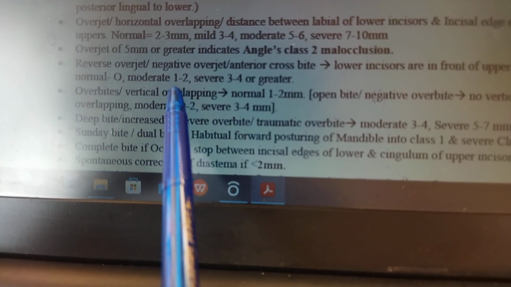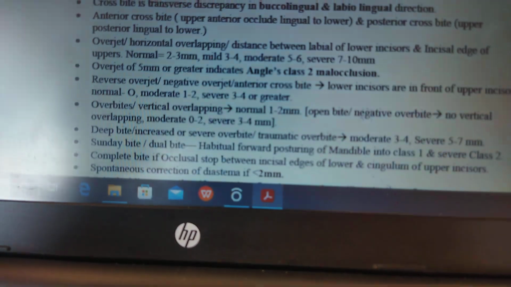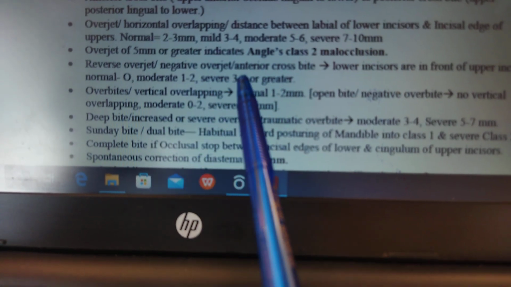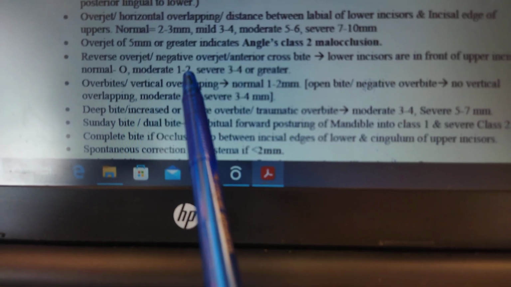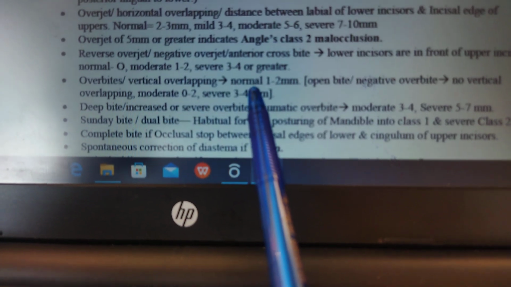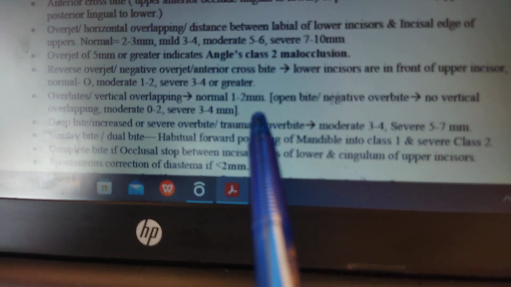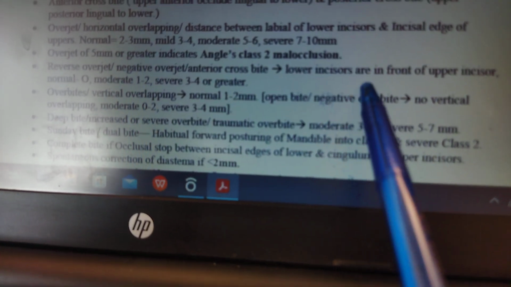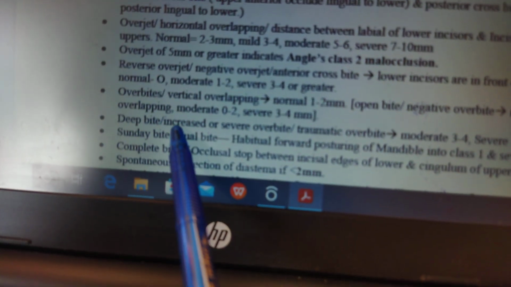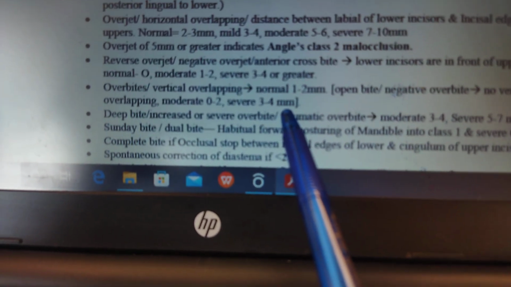Overbite is known as vertical overlapping. Normal vertical overlapping or overbite is 1 to 2 mm. Open bite or negative overbite, these two things are the same: no vertical overlapping. Moderate is 0 to 2. Severe is 3 to 4 mm.